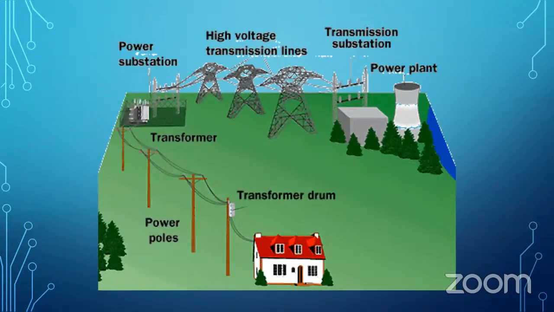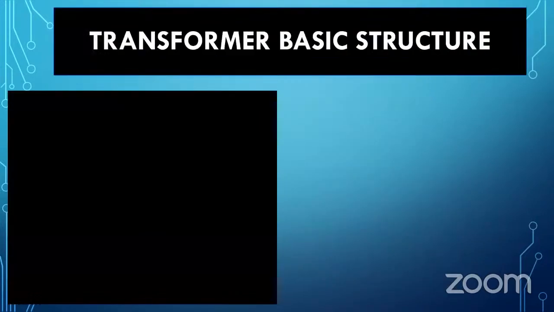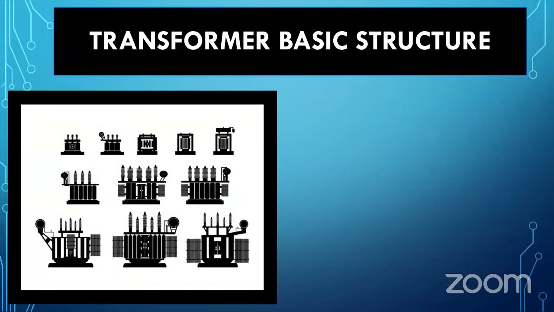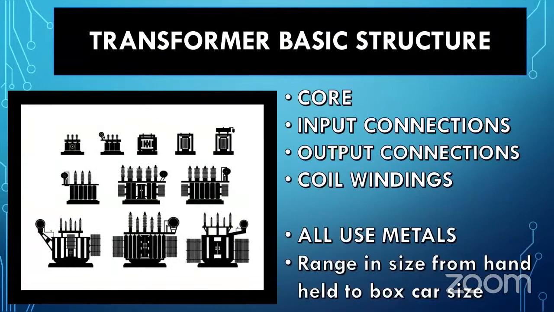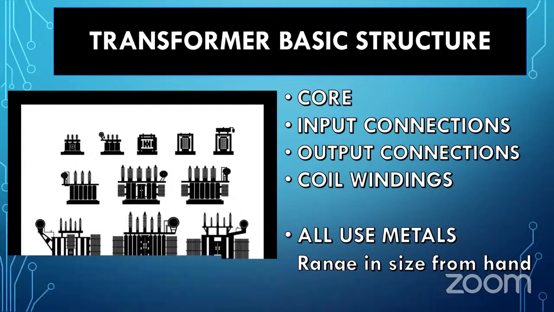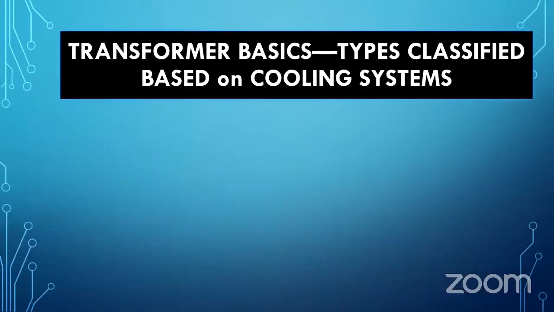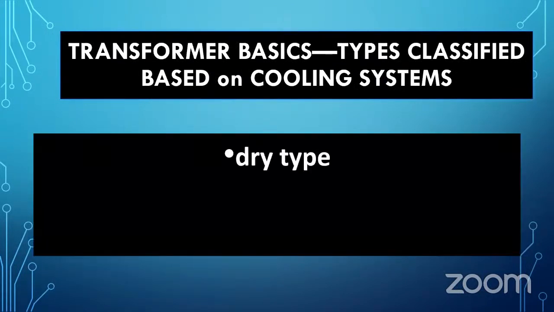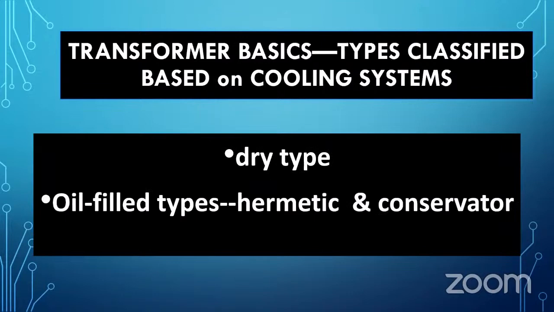Here's a schematic representation of it. Transformer basic structure. There is a core, input connections, output connections, coil windings. They all use metal, and they range in size from handheld to boxcar size and larger. The types of transformers are classified based on their cooling systems. There's a dry type and an oil-filled type, which breaks down into hermetic and conservator.